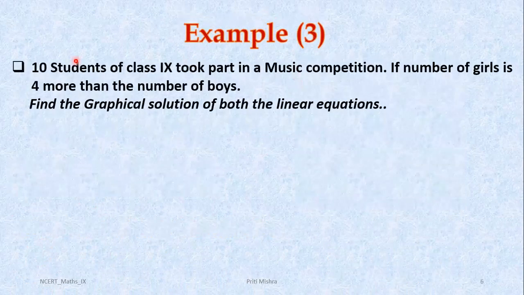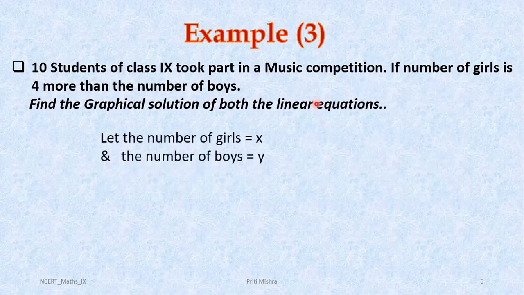The question is: 10 students of class 9 took part in a music competition. If the number of girls is 4 more than the number of boys, find the graphical solution of both the linear equations. This question I have already explained with the help of the algebraic method in my first video. Now in this part, again, I have taken the same question to solve it with the help of the graphical method so that you can relate both the methods very easily and the concept will be crystal clear in your mind.